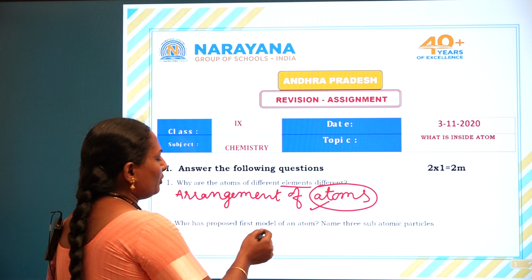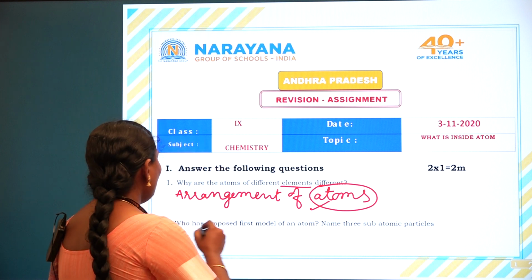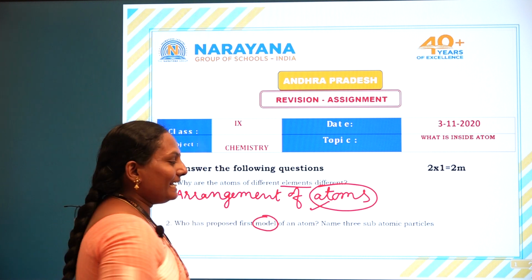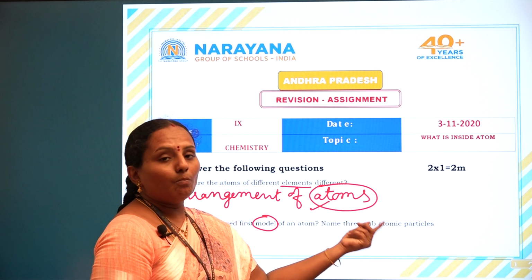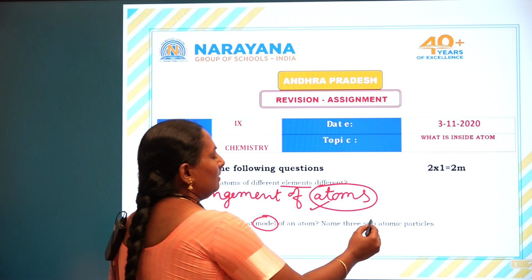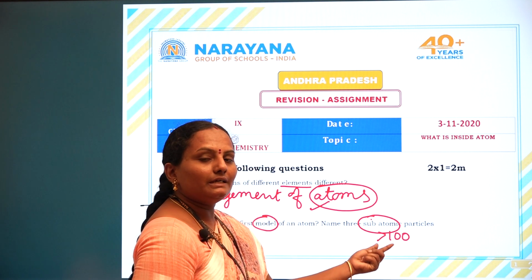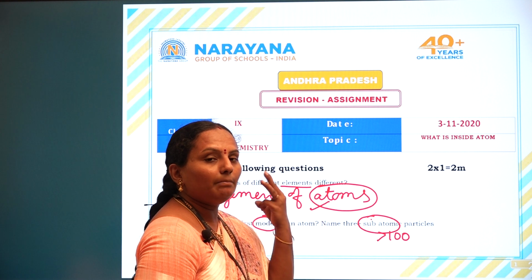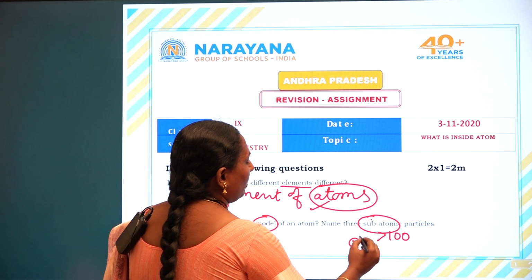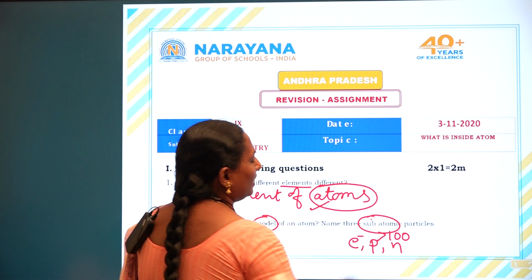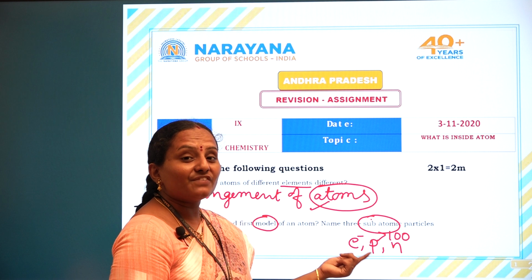Next, who has proposed the first model of an atom? Name 3 subatomic particles. Second question. An atom has more than 100 subatomic particles. Among them, we have 3 main particles called fundamental particles. Those 3 are electron, proton, and neutron. The main 3 subatomic particles of an atom are termed fundamental particles.